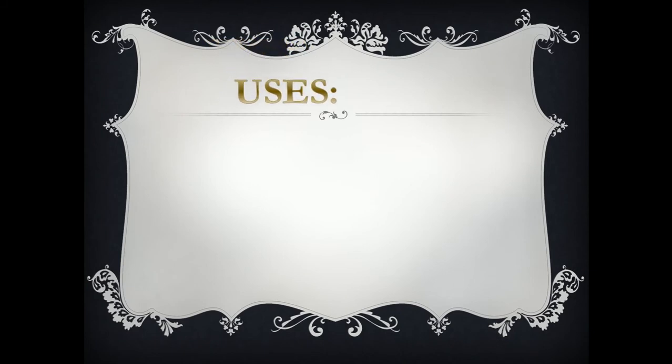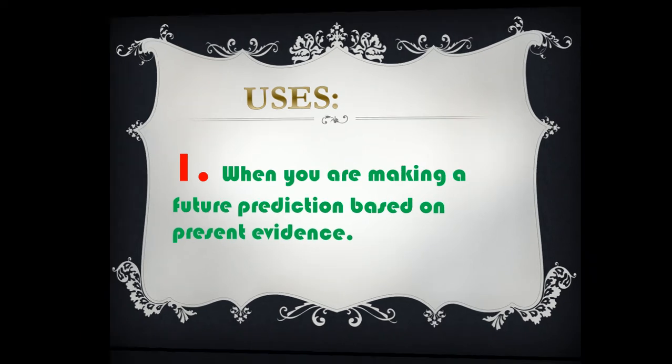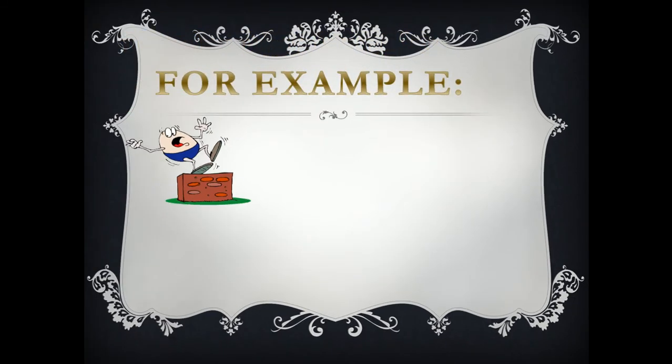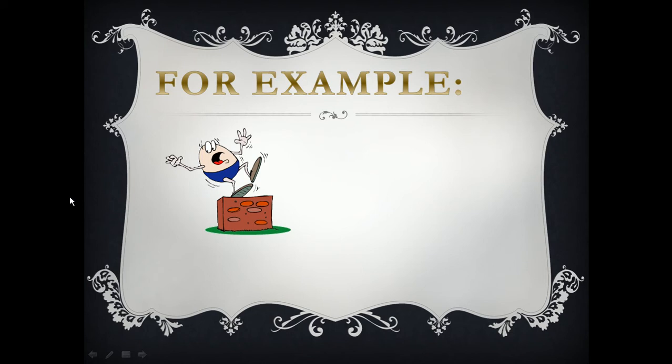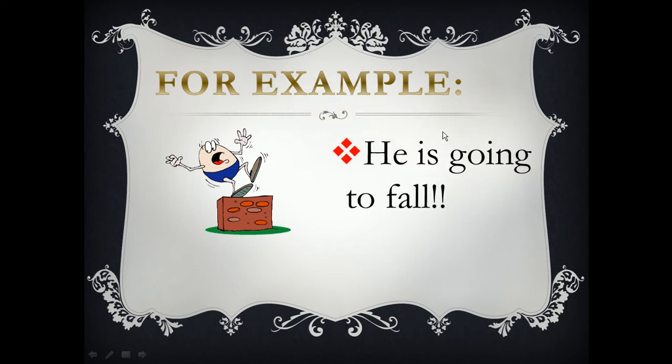Here we have the uses, okay? Two main uses. Use number one, when you are making a future prediction based on present evidence. Okay, I'm going to show you the example in a picture. Here, for example, look at the image. Yes, this is the evidence. This is the evidence we have. And then the prediction is he is going to fall.